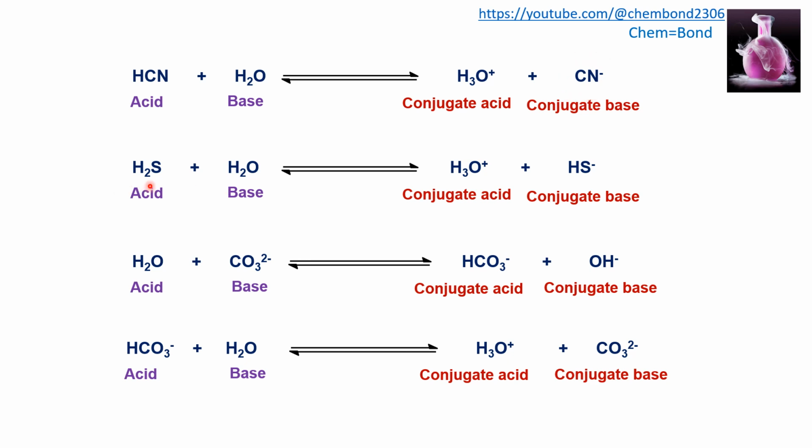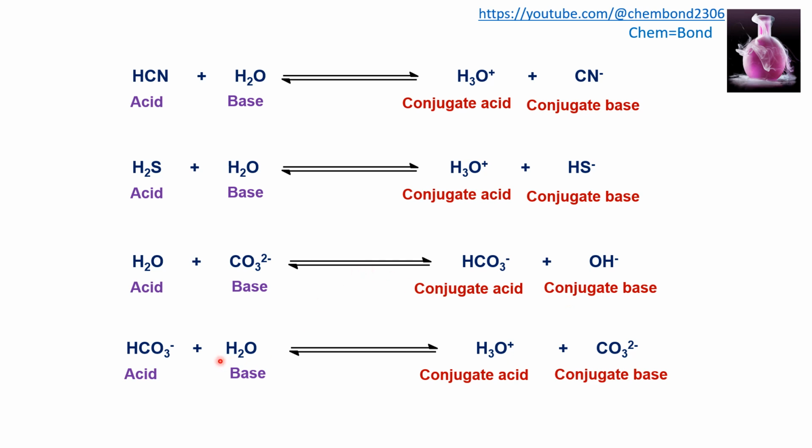Similarly, H2O, water, will combine with carbonate and it will produce bicarbonate and the hydroxide anion. Now the water here will act as an acid and the carbonate ion will act as a base. So its conjugate acid will be the bicarbonate and the conjugate base of the water will be the hydroxide anion.